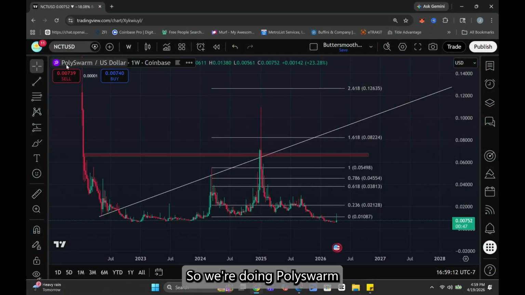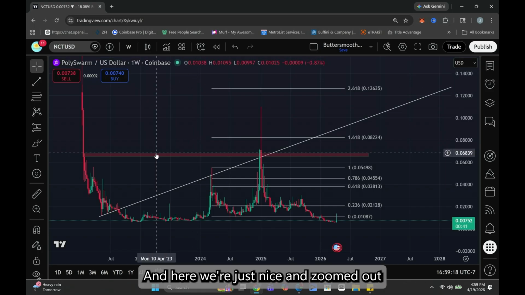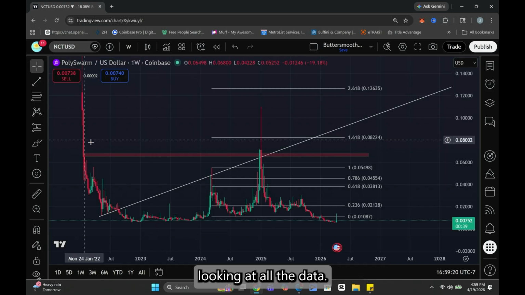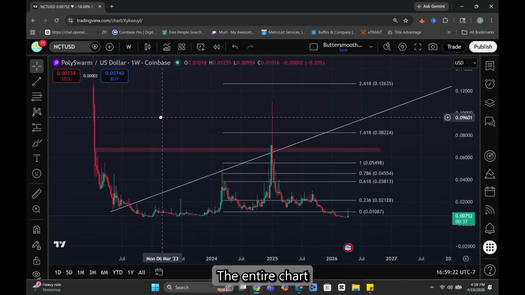All right, so we're doing Polyswarm paired with the US dollar, weekly time frame. Data's coming in from Coinbase. And here we're just nice and zoomed out, looking at all the data, the entire chart.